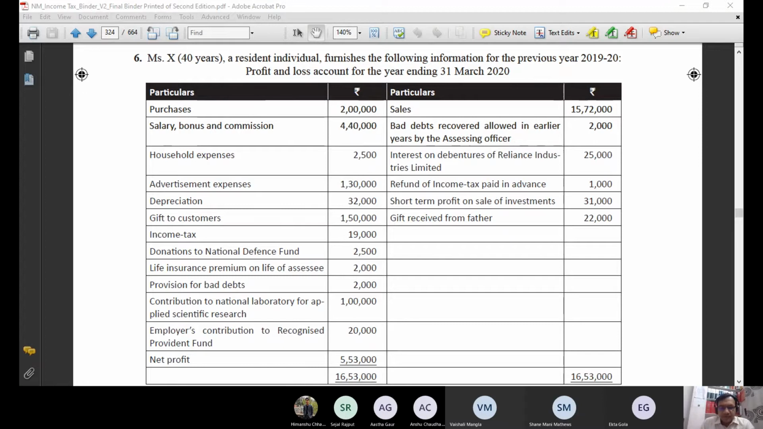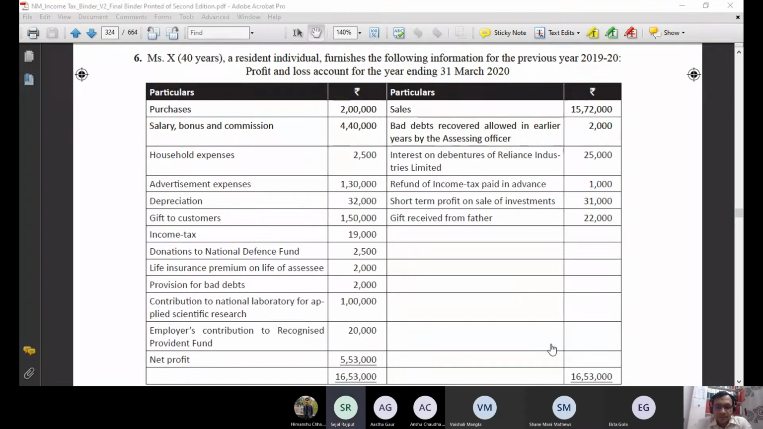Now you come to the credit side. Sales, no problem, correctly shown. Bad debt recovered, earlier allowed. Bad debt recovered, allowed in earlier years by the assessing officer, 2,000 rupees. Is it correctly credited? This is my question. Think logically. Is it correctly credited or wrongly credited here? Is it my business income? What do you say about this treatment? Anyone who can tell me this?